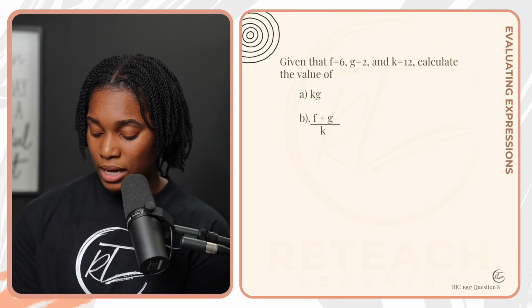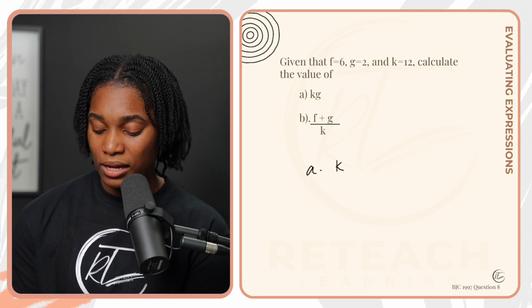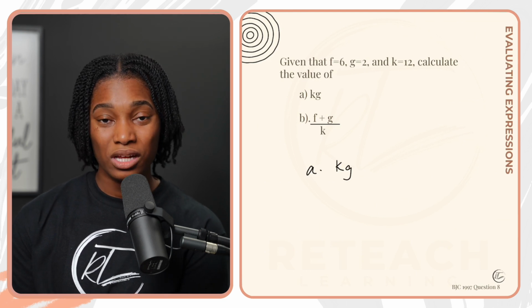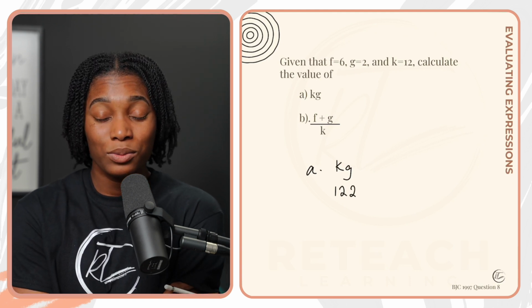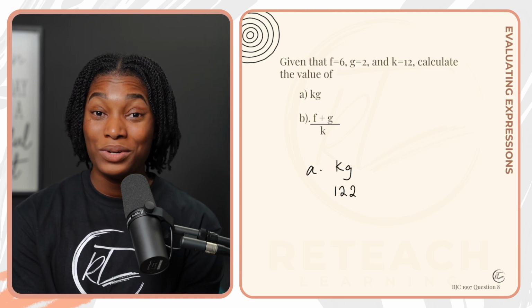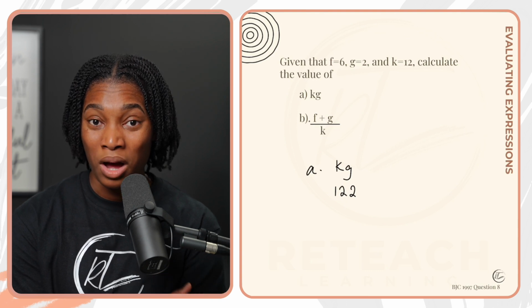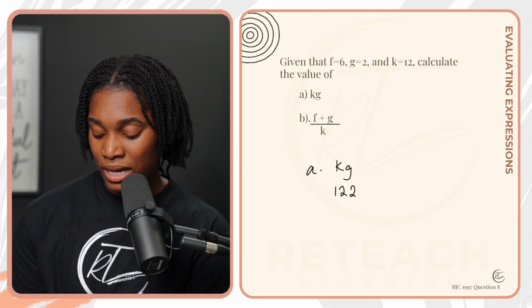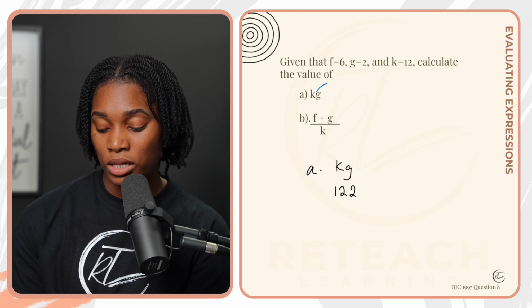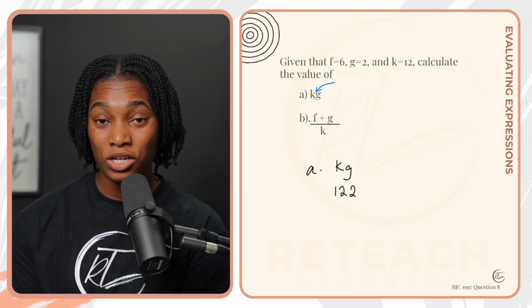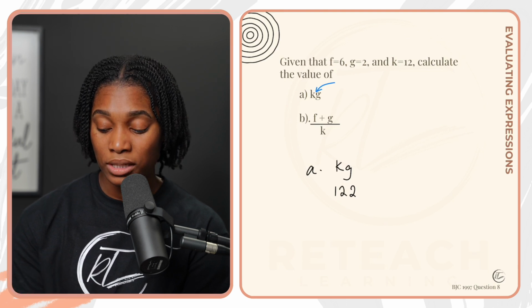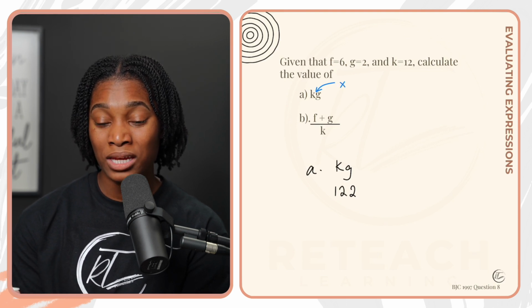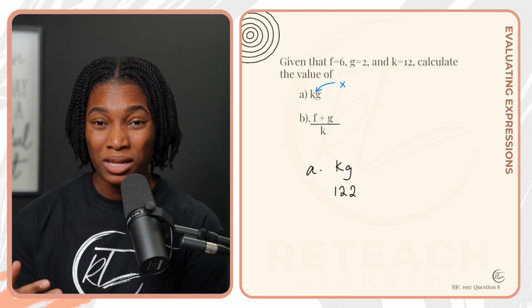All right, so part A says KG. Now, some students will say, okay, K is 12 and G is 2, so the answer must be 122. But you would not be correct, and I'm going to tell you why. What you have to notice is that when two variables are sitting next to each other, the assumed operation is multiplication. So really what's happening is you have K multiplied by G.